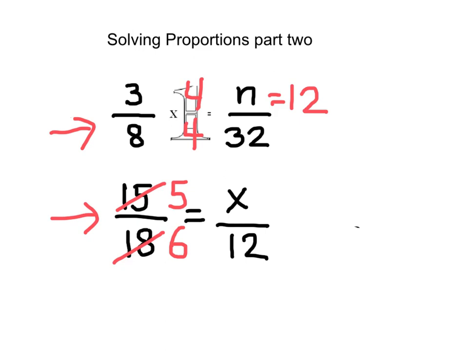Aha! Now I do have a multiple of 6, which is 12, and now I could use the giant 1 method. So if I had that giant 1 there, I could multiply by 2 and by 2. And so I would get x equals 10. All right, let's try another one.